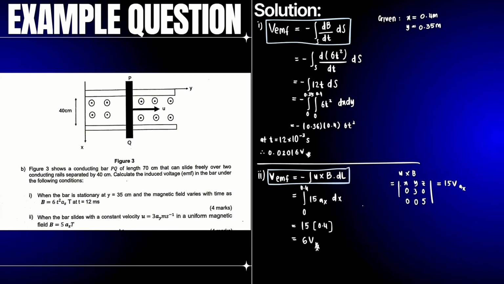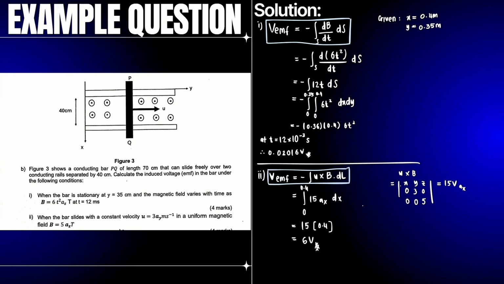This is a classic question. Use Faraday's law. First, static loop in changing field: integrate B over dt over the area, dx dy, and sub in the time. For a moving loop in a static field, find the cross product of u and v, then integrate over dx.